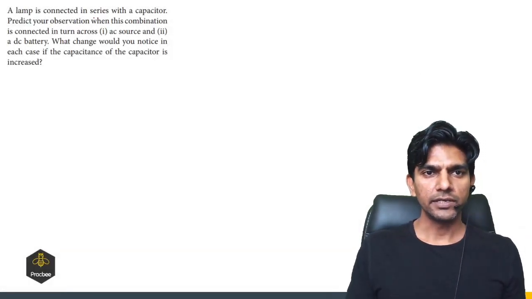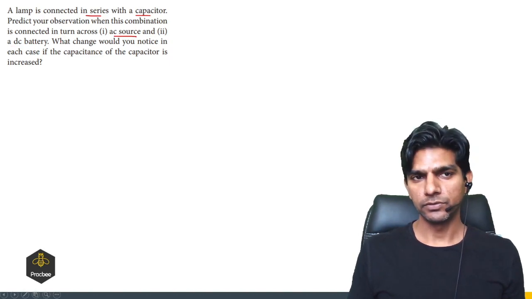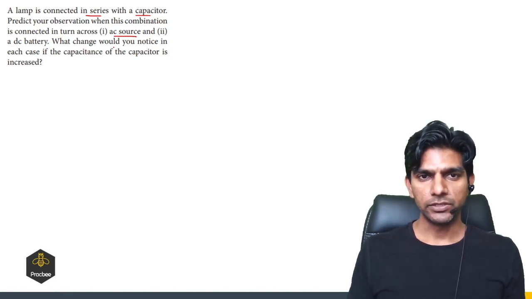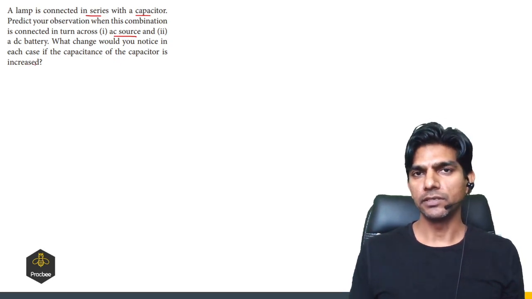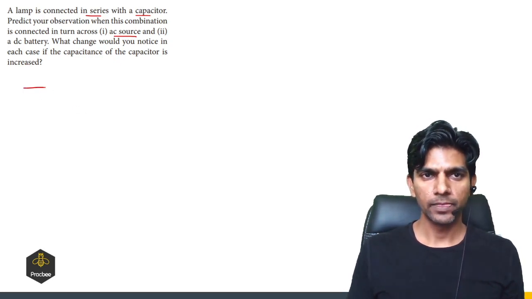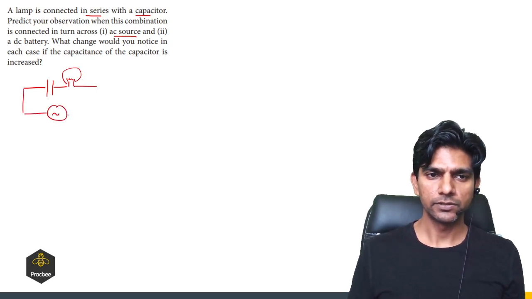A lamp is connected in series with a capacitor. Predict your observation when this combination is connected in turns across an AC source and a DC source. What changes would you notice in each case if the capacitance of the capacitor is increased? So let us first draw the diagram. We have a capacitor which is connected with a lamp. And let us first connect this to an AC source.